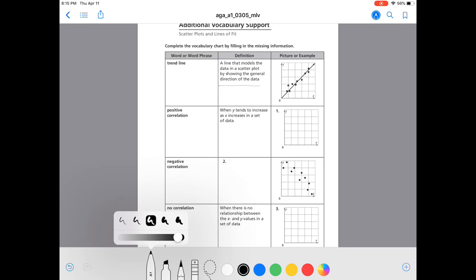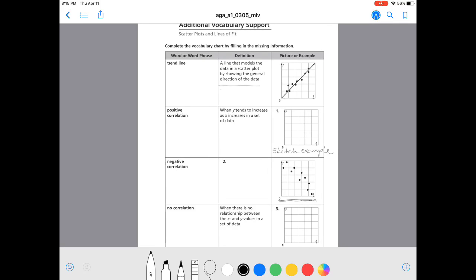So you can see that the first line, trend line, already has all three parts filled in. The definition: a line that models the data in the scatter plot by showing the general direction of the data. And then you can see in the picture that there's that trend line drawn in the scatter plot.